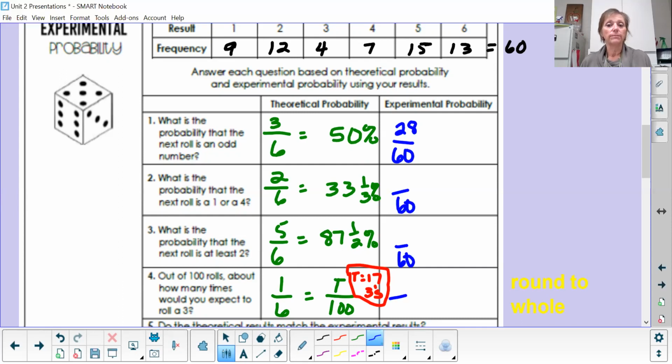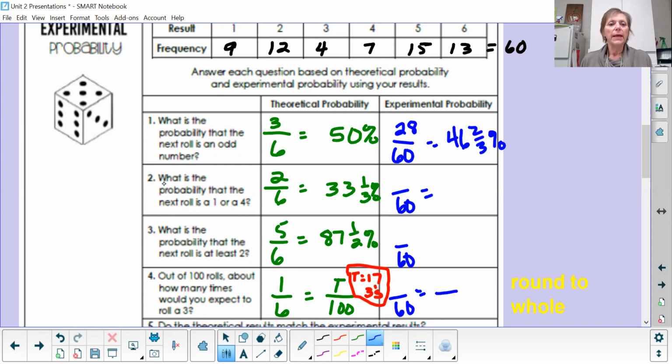Okay, and down here, but remember, I'm finding out of 100. Okay, so 28. So I'm going to take my handy dandy calculator and say 28 divided by 60, and it's 0.46 repeating. So I'm going to say 46 2/3%.